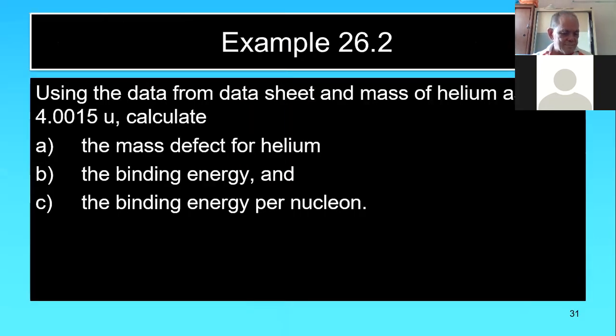Okay, let's do an example to calculate the binding energy for helium. Usually they will give you the data; you have to go to the data sheet for whatever is not given. The mass of the helium nucleus is given. You are asked to calculate the mass defect of helium, binding energy, and binding energy per nucleon.